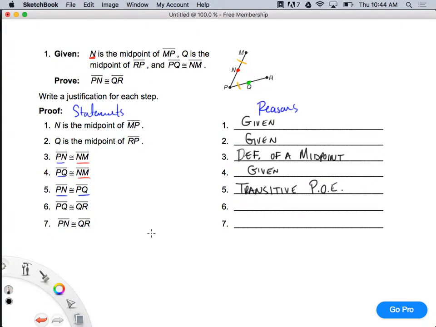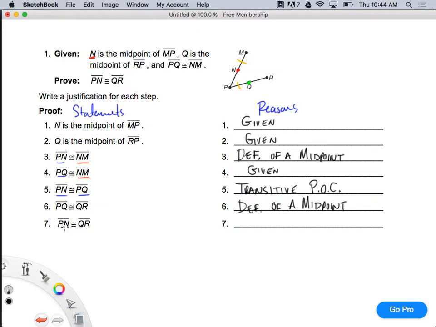Then it says, transitive property of congruence, because it's congruence, not equality. Thank you, sir. Now, PQ is congruent to QR. Well, how do I know that PQ is congruent to QR? Definition of a midpoint. Very good. Q is the midpoint, so I know these two line segments are congruent. That's the definition of a midpoint.